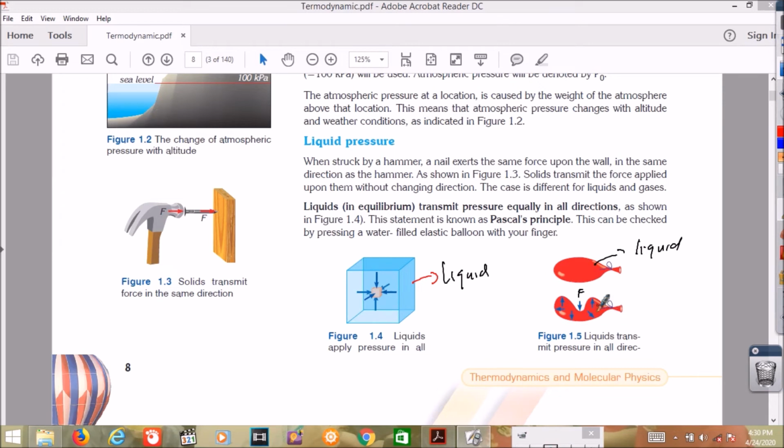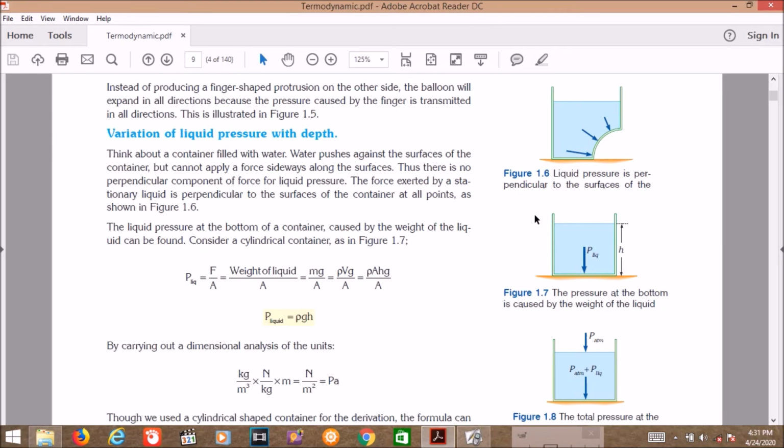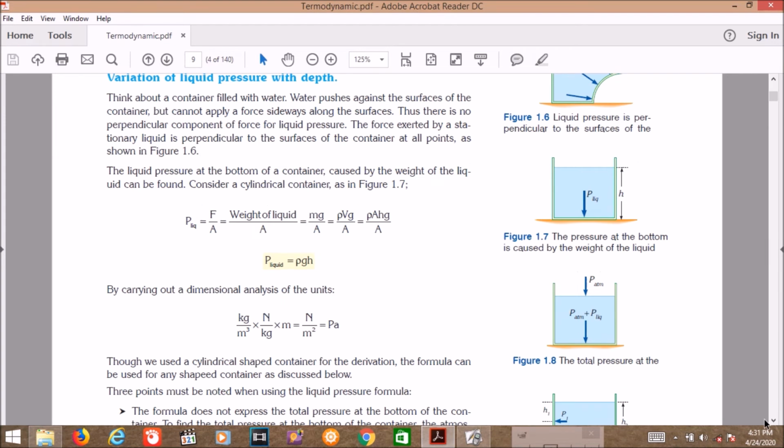Why? Because the liquid presses the balloon in all directions. Okay, and this definition is known as Pascal's principle. And then, how is liquid pressure related to depth? Think about a container filled with water.